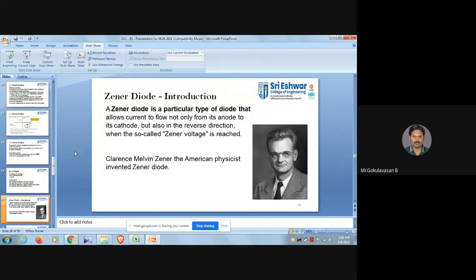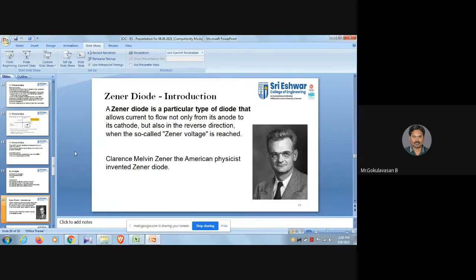Next, we will enter into the Zener diode. Its introduction: a Zener diode is a particular type of diode that allows current to flow not only from its anode to cathode, but also in the reverse direction when the so-called Zener voltage is reached. So along with the reverse breakdown voltage or potential barrier we discussed, there is a voltage called Zener voltage. Once the Zener voltage is reached, we have a reverse operation also. In reverse bias also, it finds its operation. That is the speciality of a Zener diode.